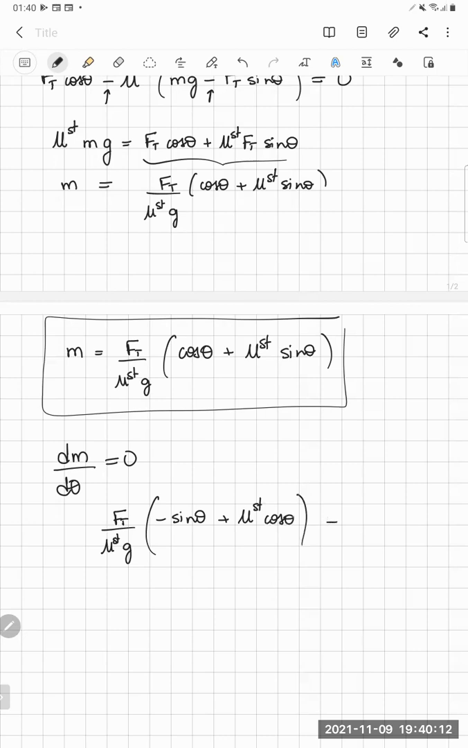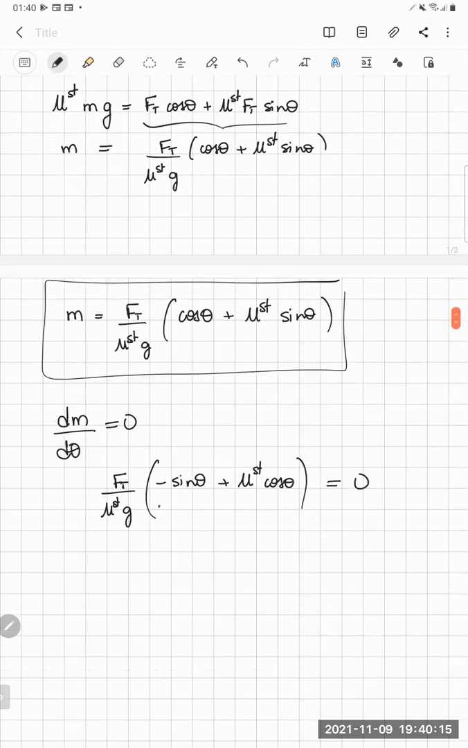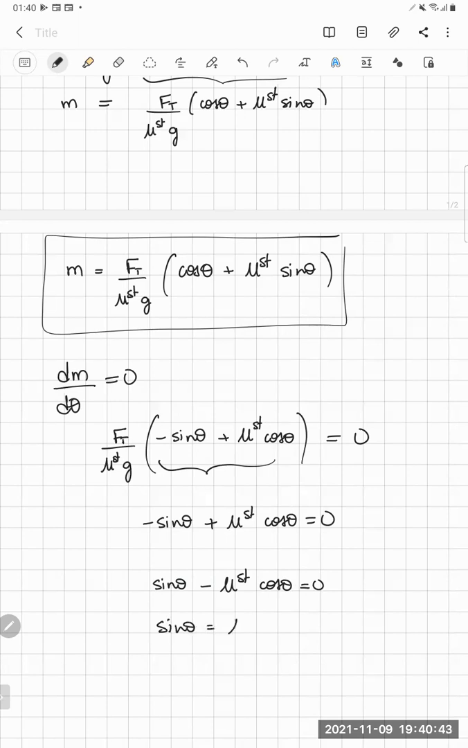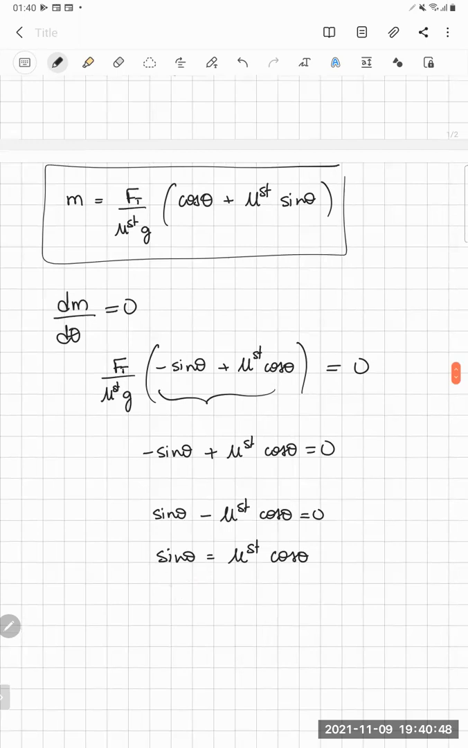And this whole thing has to be 0. In other words, this thing here has to be 0. So let me write that. Minus sine of theta plus that coefficient cosine of theta has to be 0. Very well, so now things look very good. I'm going to say that sine of theta minus that coefficient cosine of theta is 0. So sine of theta has to be that coefficient of static friction times cosine of theta.